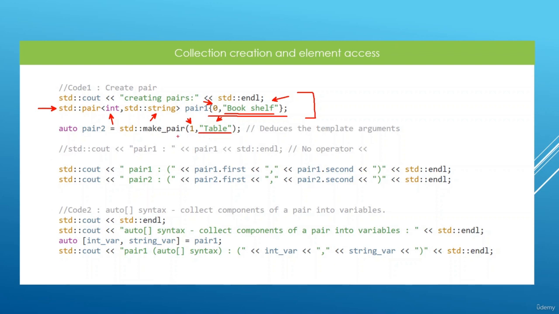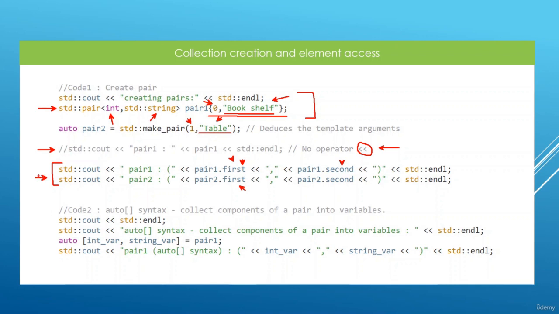Now, if we want to print our pair directly with a syntax like this, this is not going to work because it doesn't have a stream output operator overloaded, but we can go through the first and second data members to print our data. So for example, here we can get the first item and the second item. The first item is going to be the key, the second item is going to be the value, and we're going to see our data printed out just like we do here.